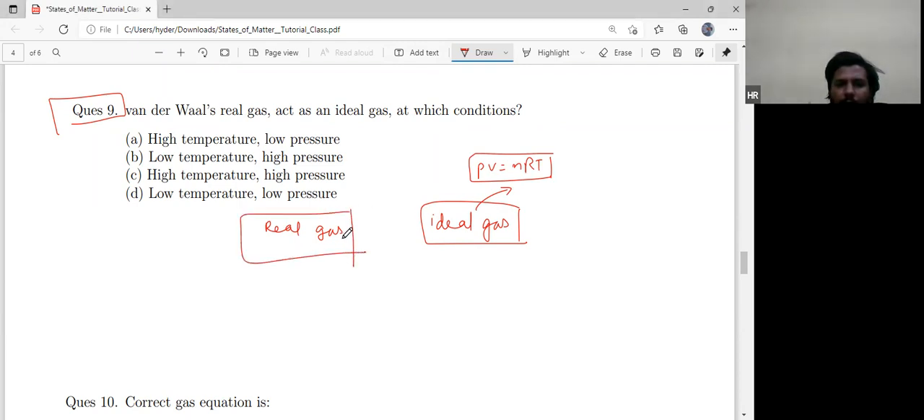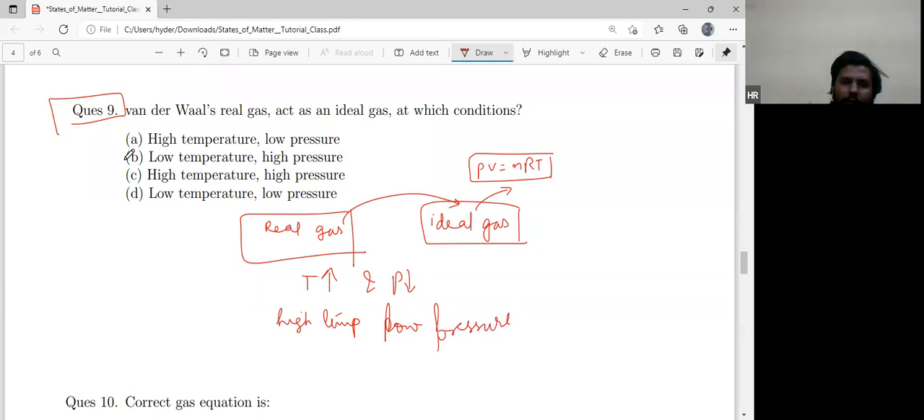Now, whenever we need to convert real gas into ideal gas, or to make real gas act as ideal gas, what we do is raise the temperature, that means high temperature, and pressure should be low. So answer is A. Remember it, whenever a real gas or van der Waals real gas acts as ideal gas, the temperature is high and the pressure is low. Yes, Salman, its answer is A.